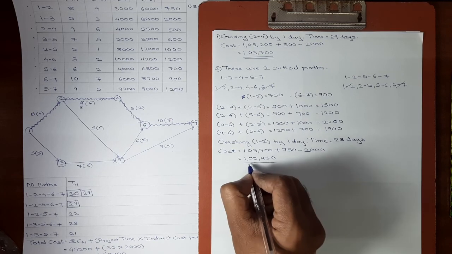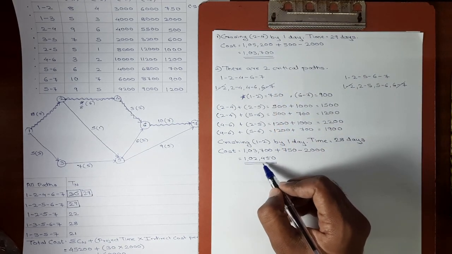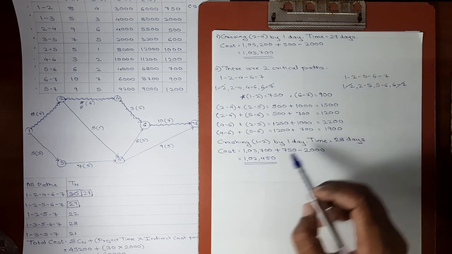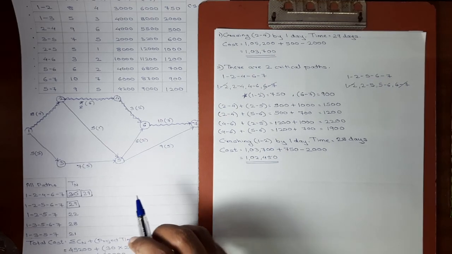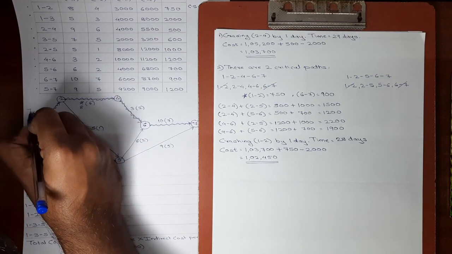Okay, again the cost was reduced from 1,03,700 to 1,02,450. The duration was also reduced by 1 day. Activity 1 2 was crashed. We'll just update it in the network diagram. 1 2 has normal duration of 8. Now it will become 7 because the activity was crashed by 1 day.